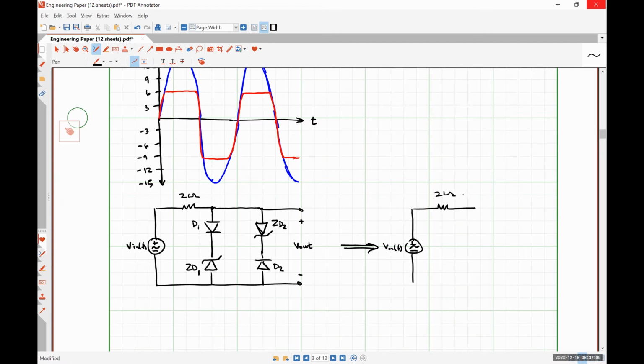Oh, well, actually, before we start, we could specify, assuming the ideal diode model, 6 volts, 9 volts.